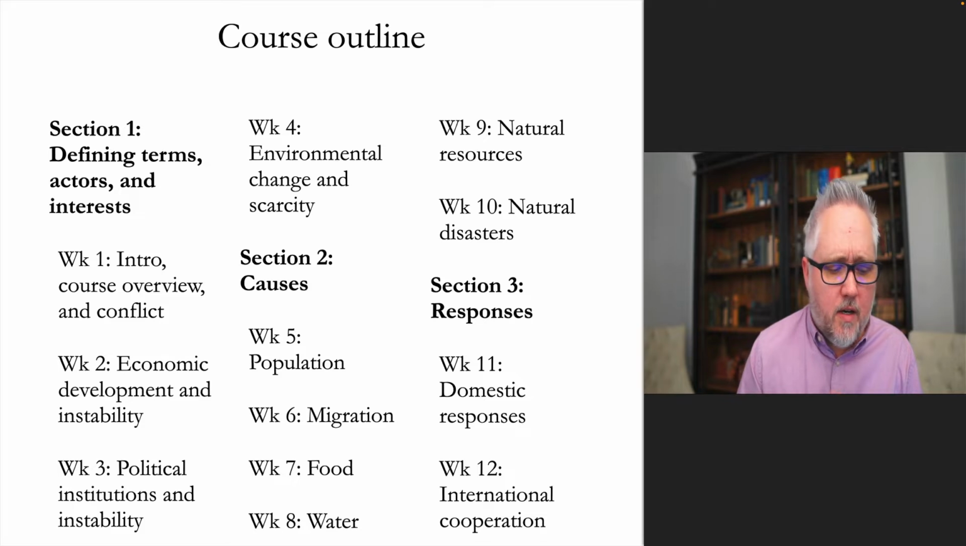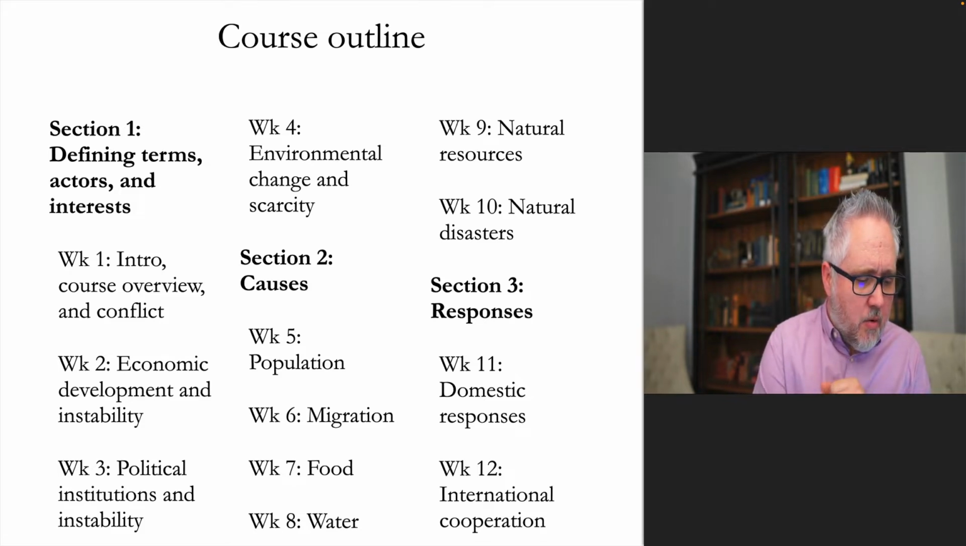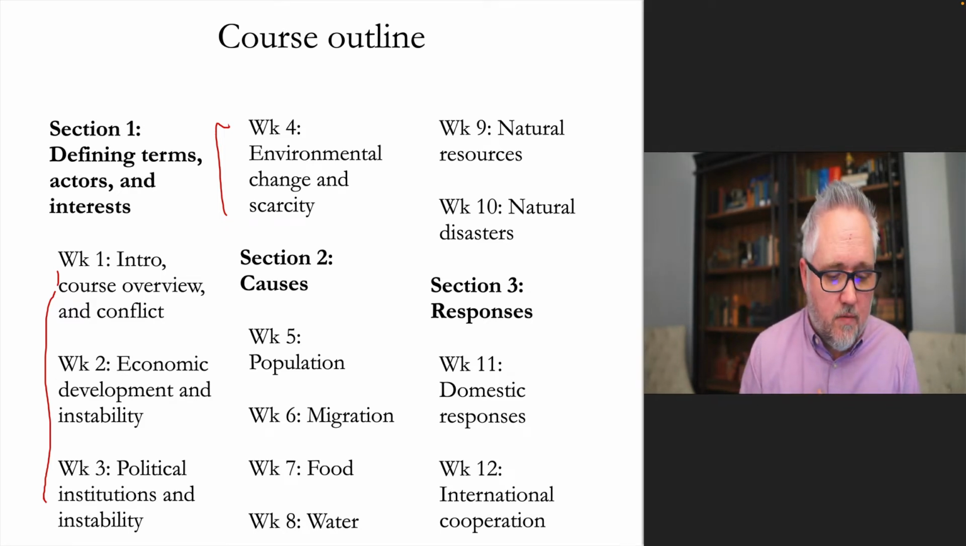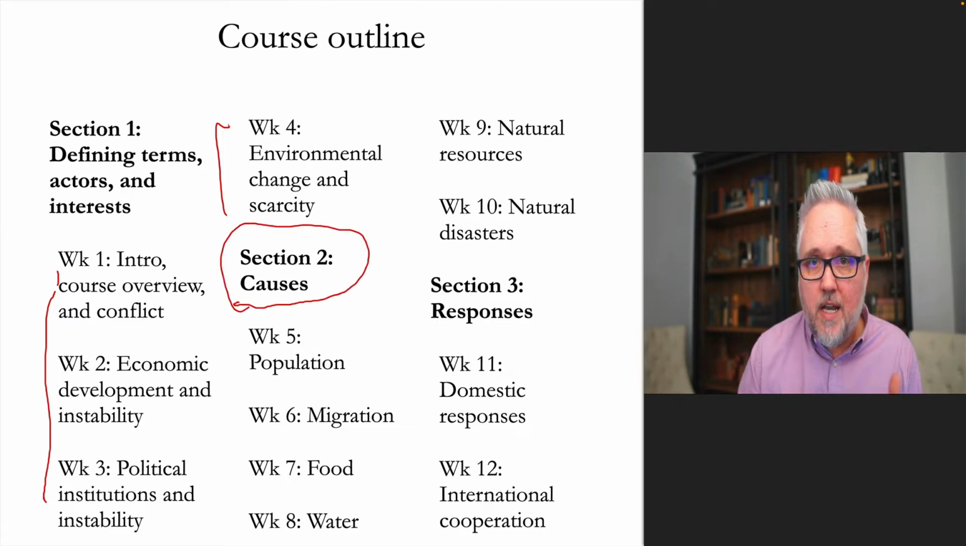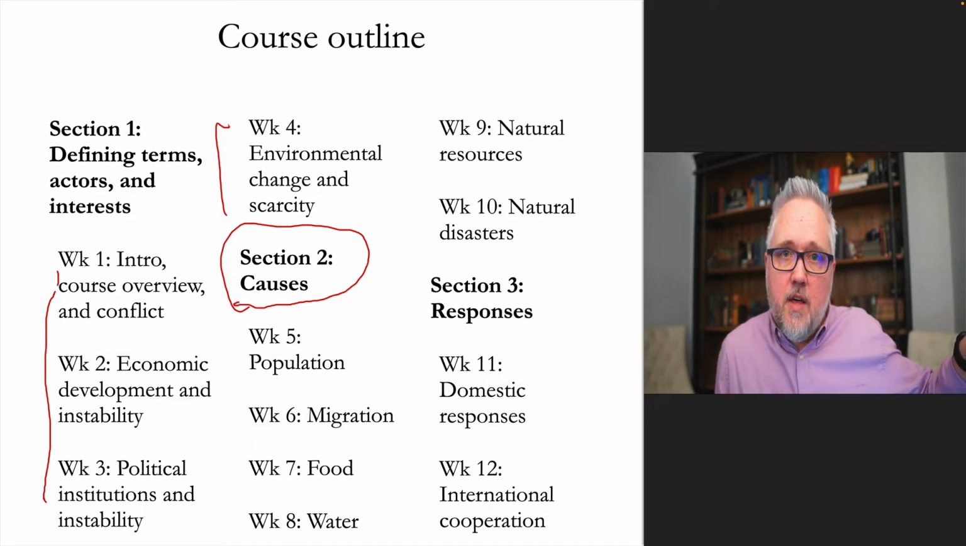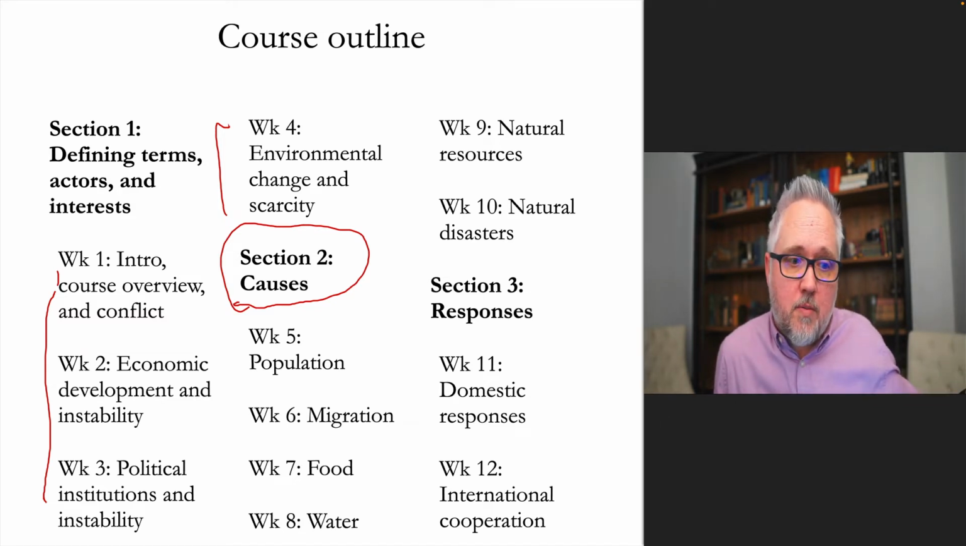So in the course, I've broken it up into three sections. The first is defining our terms, our actors, and the interests that they have related to these three areas of environment, human security, and conflict. The next section is focusing on the causes, right? The focus is on explanation in this class, so trying to understand the types of things we talk about in the first part of the class.